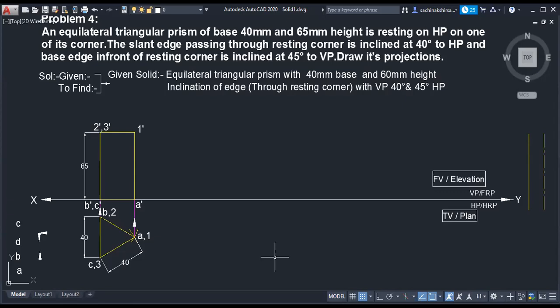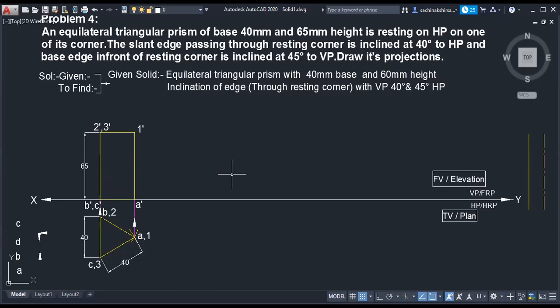How many edges are there? 9. Top surface 3, bottom surface 3, and which are the remaining? Vertical 3. Correct. Now, which edges are passing through the resting corner? AB, AC, AA1. Those 3 edges are passing.